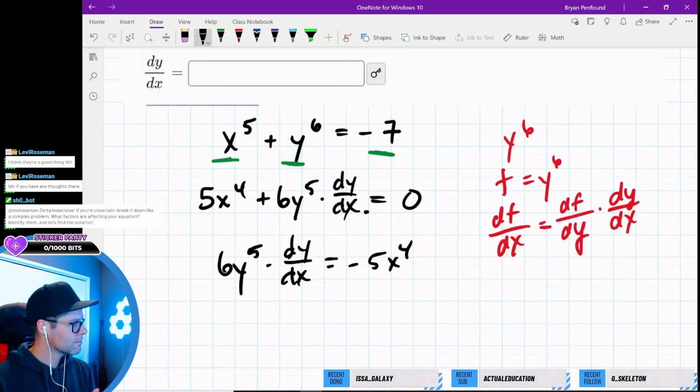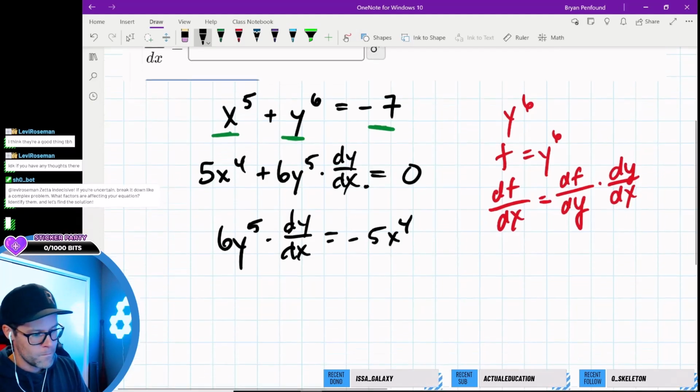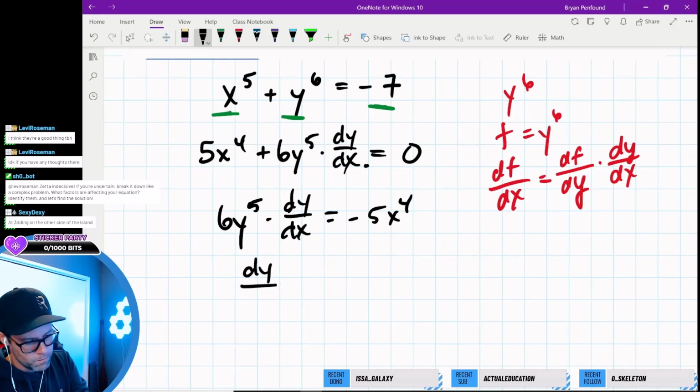Seta, indecisive. Oh, interesting. If you're uncertain, break it down like a complex problem. What factors are affecting your equation? Identify them, and let's find the solution.